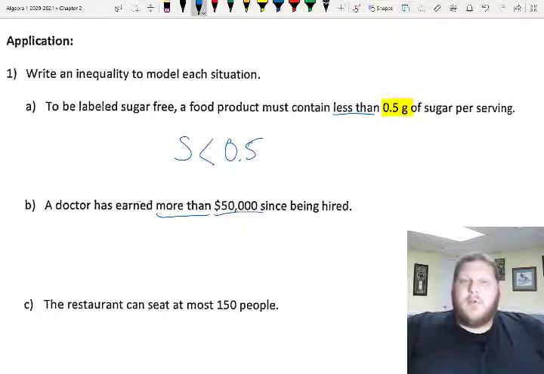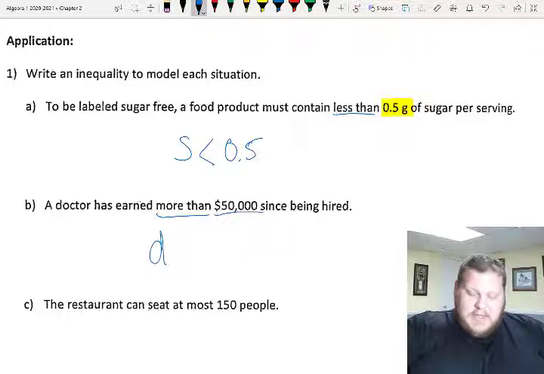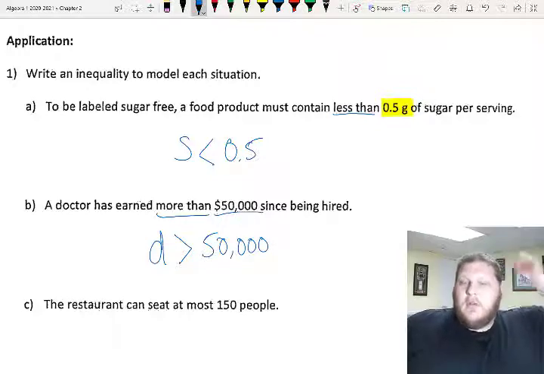So whatever variable you want to use, D for doctor, S for salary, D for dollars, whatever you want to use, I'm just going to use D because that could be dollars or doctor's salary. We know that has to be greater than 50,000 in order for that to be true. And again, it's all just in relation to how those symbols are arranged. You want that salary to be more than 50,000, so that's why it opens up to your variable.